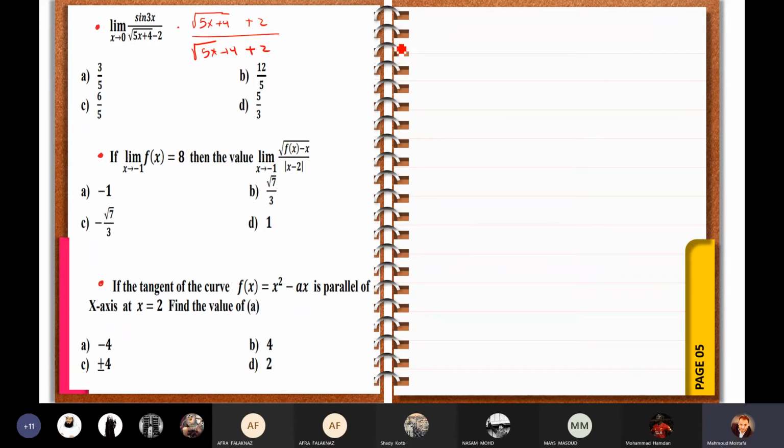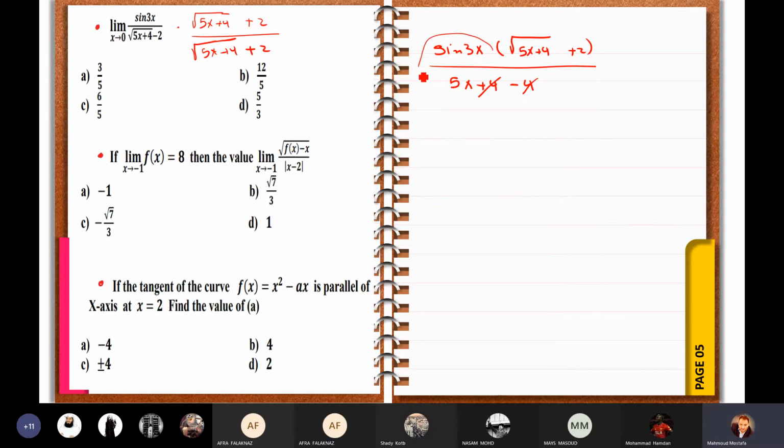When you multiply here, keep the sign: sine 3x times square root of 5x plus 4 plus 2. Down will be 5x plus 4 minus 4, first square minus second square. Plus 4 and minus 4, as you see, it will be only 5x.